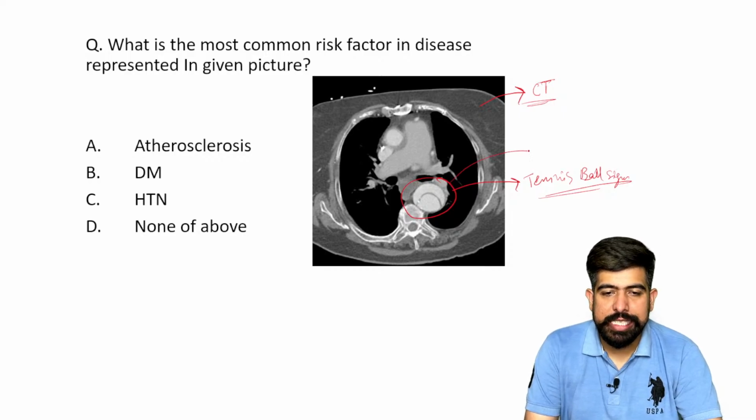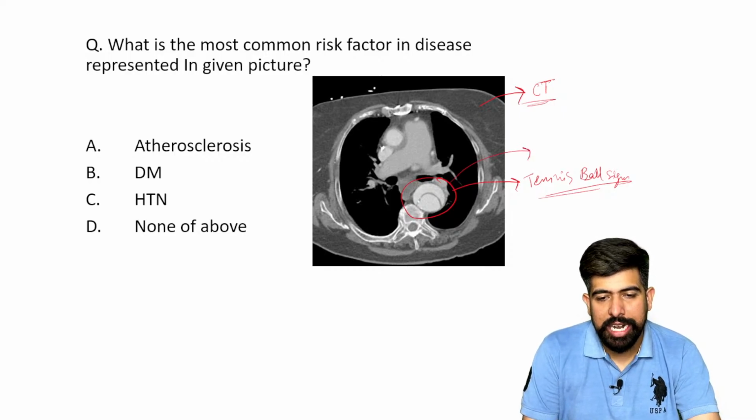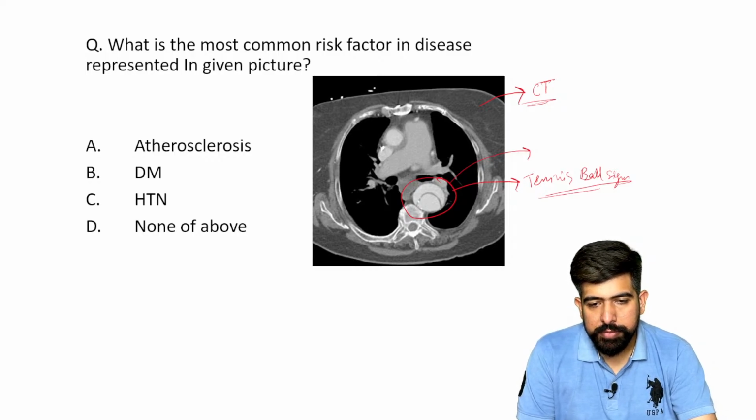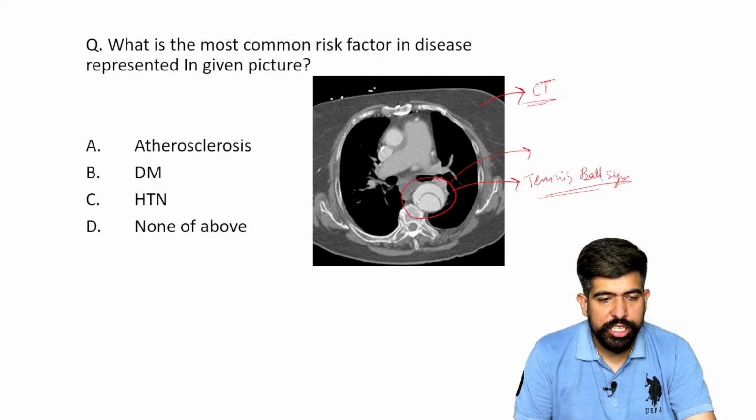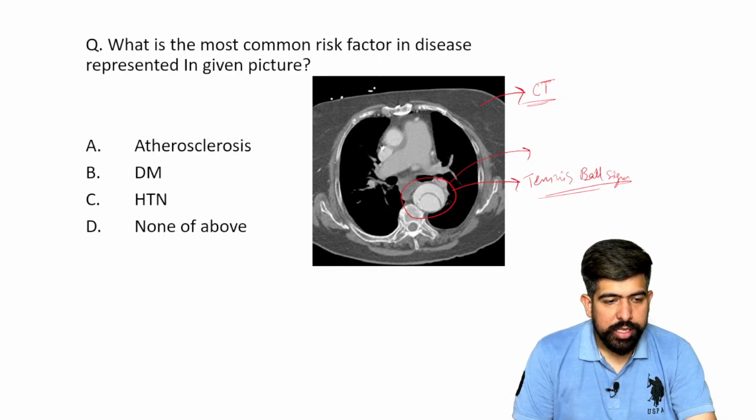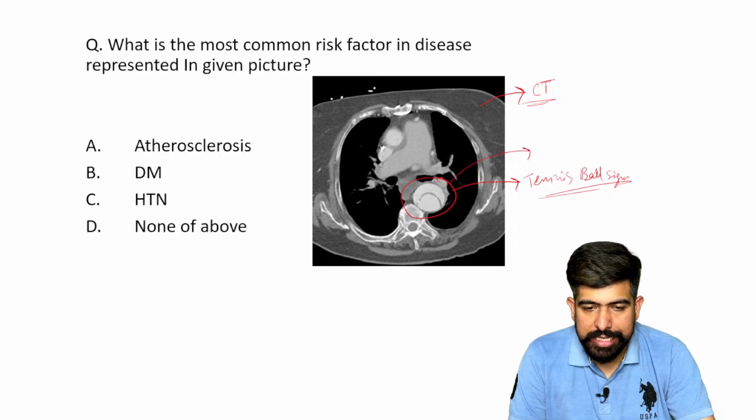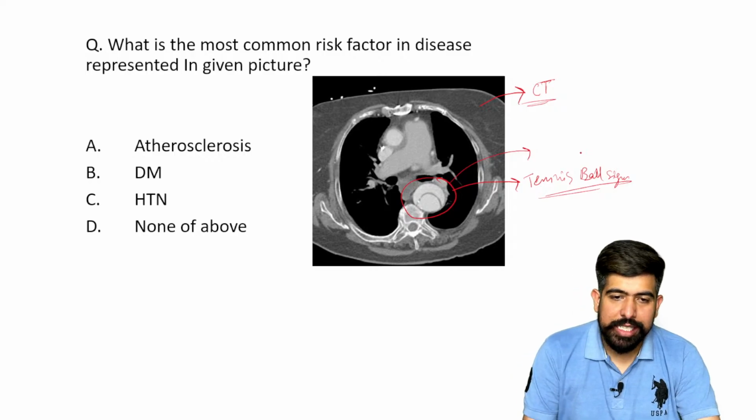And in which disease will it be seen, guys? Try to reply. The tennis ball sign is seen in which condition? I hope now you reach the diagnosis. Yes, aortic dissection.